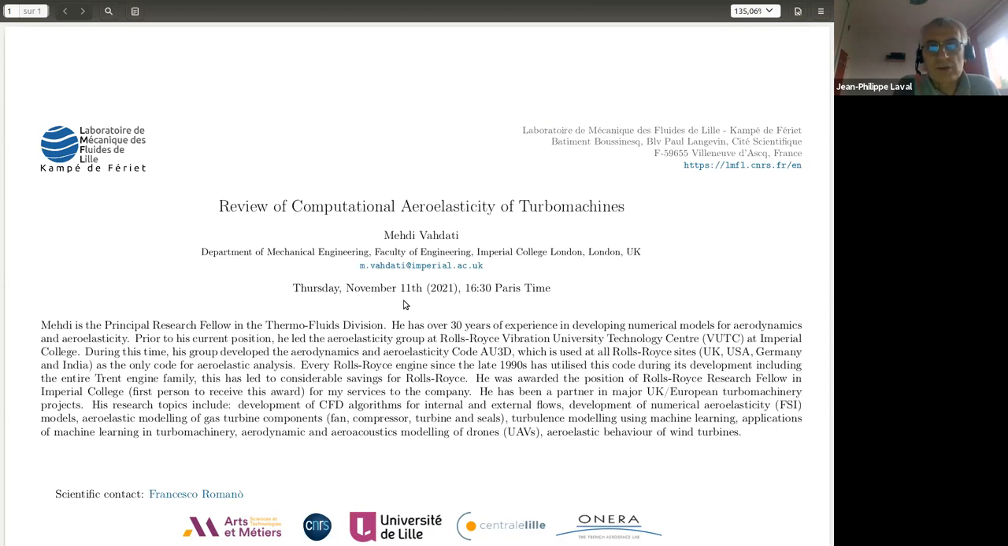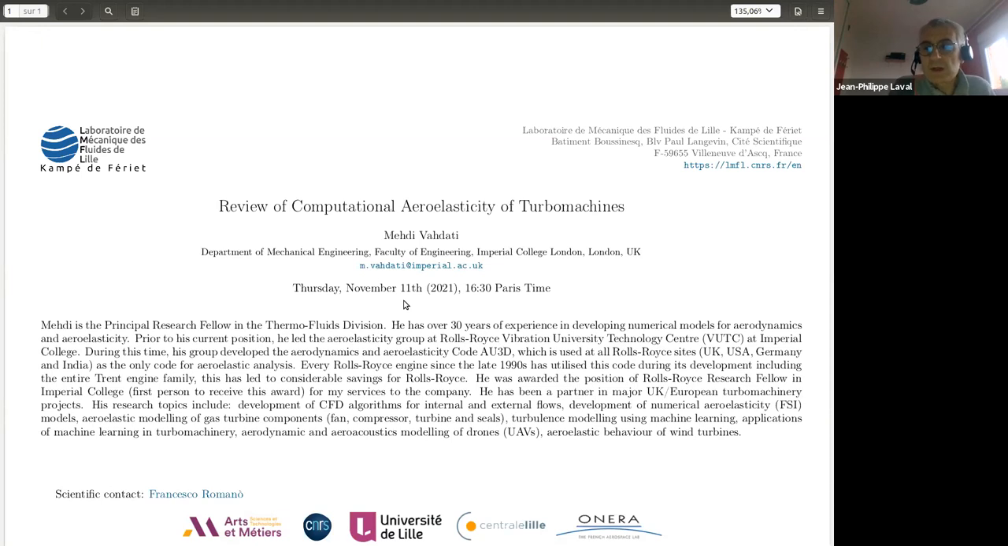Every Rolls-Royce engine since the late 1990s has utilized this code during its development, including the entire Trent engine family. This has led to considerable saving for Rolls-Royce. He was awarded the position of Rolls-Royce Research Fellow in Imperial College, the first person to receive this award for his services to the company.